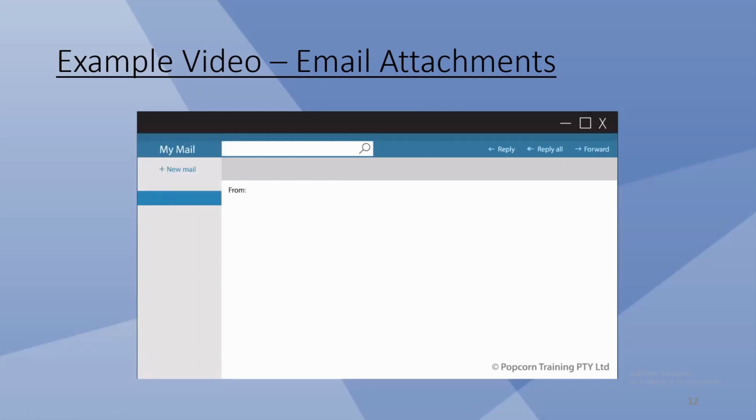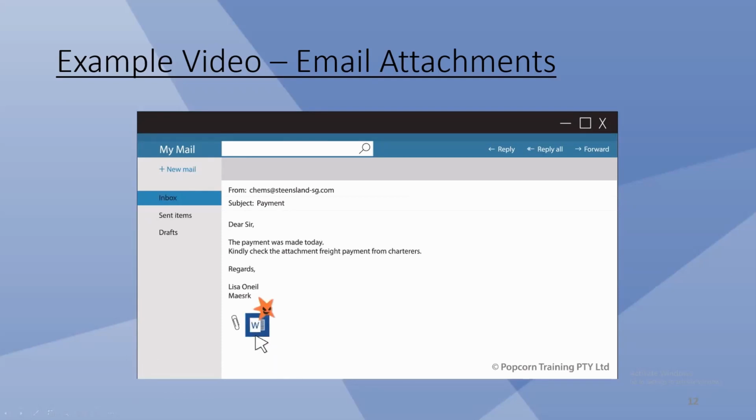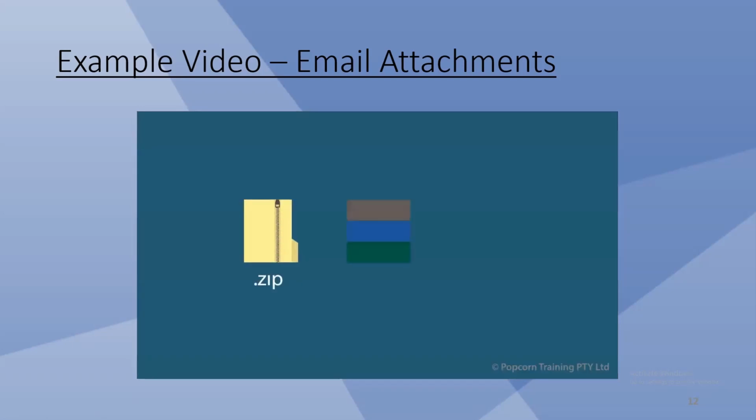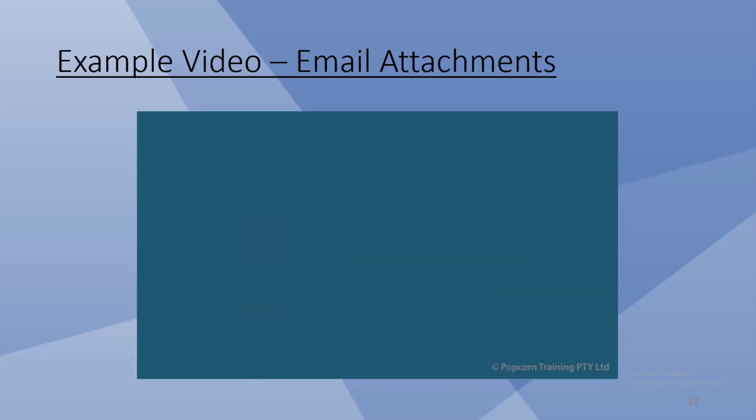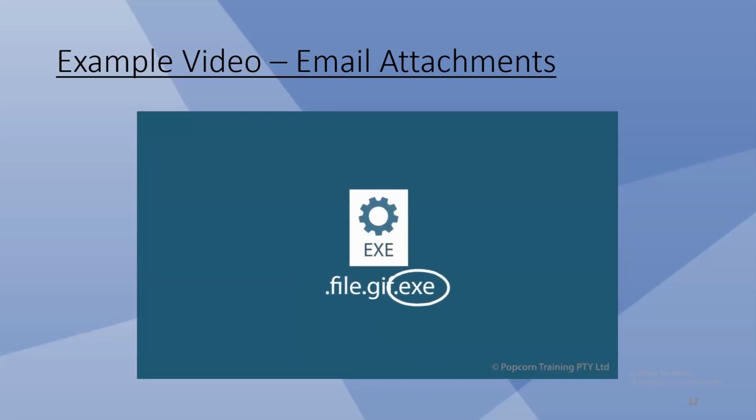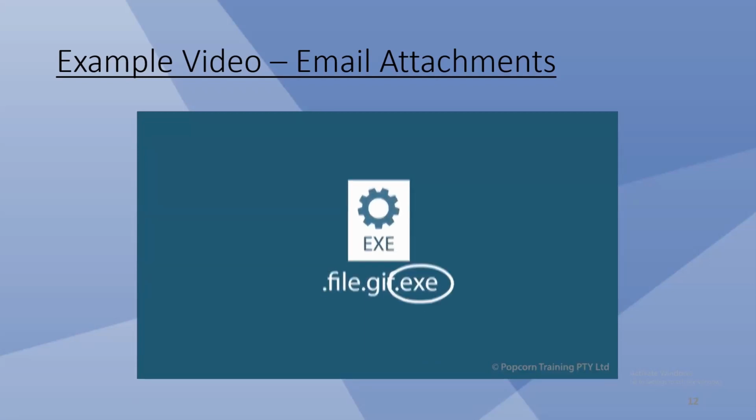Do you know how to spot a malicious email attachment? Here are a few tips on what to look out for. When it comes to email attachments, look at the file extensions. Attackers often try to hide malicious files in email archives. Be wary of these. Files with double extensions are very suspicious. Remember, the only extension that matters is the last one.